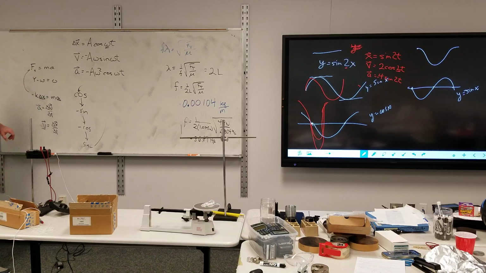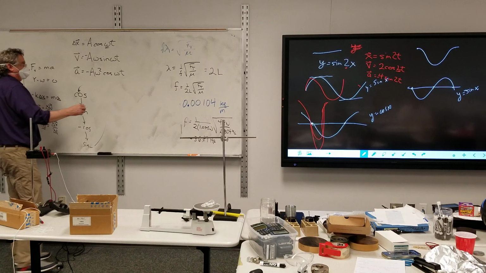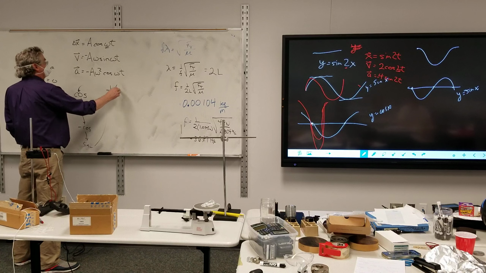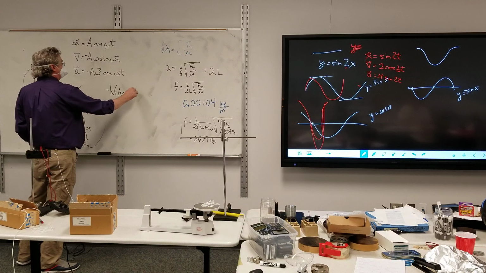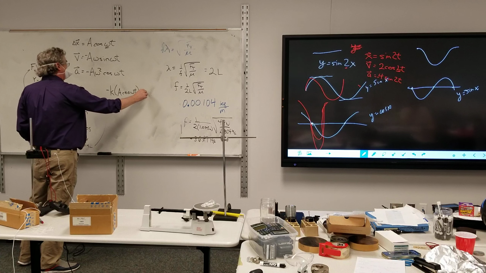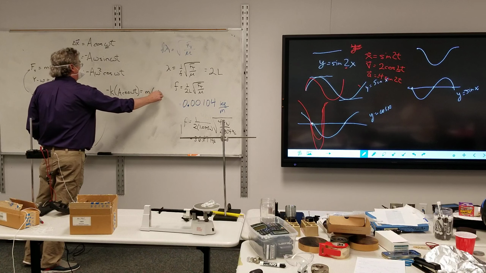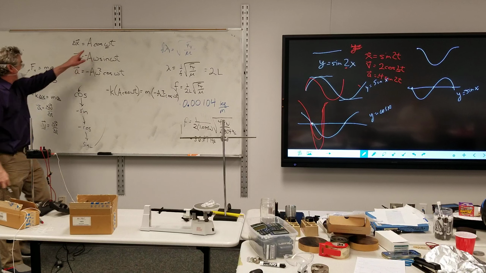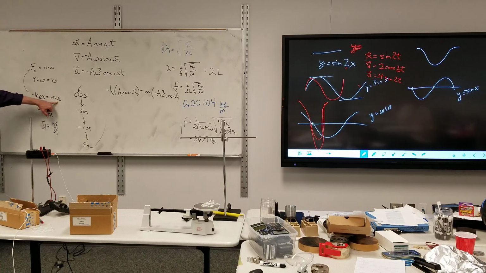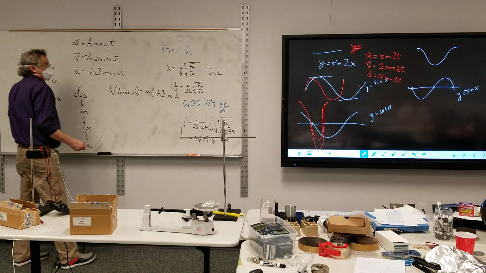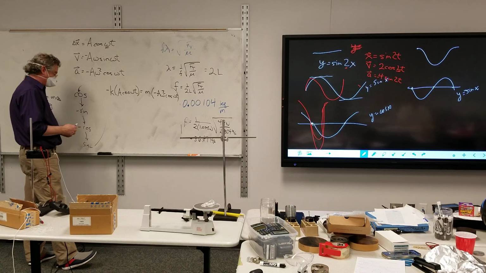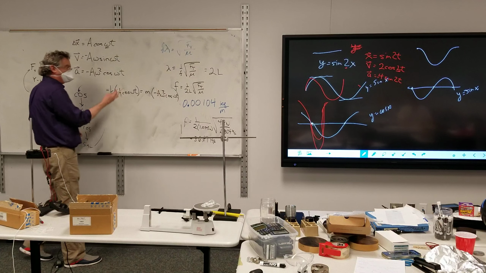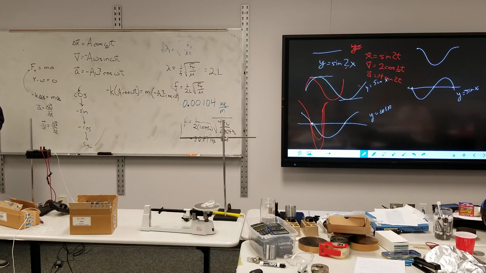So plugging this into my equation here, I have negative k A cosine omega t equals m times negative A omega squared cosine omega t. I plug this in for my position, and I plug that in for my acceleration. Well, there's a bunch of stuff that cancels out here. First off, the amplitude here. How far I've stretched it initially does not matter.